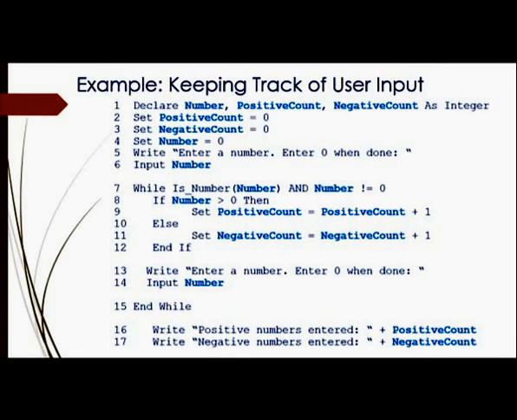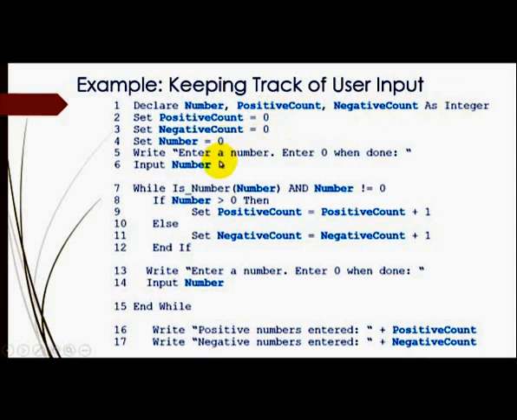The scenario for the pseudocode that we have up here is the user will enter a number. We're going to validate that number, and then we're going to determine whether it's a positive or negative number, and we're going to count up the positive numbers a user entered and the negative numbers a user entered. So we can see here that we're going to declare number, positive count, negative count. They're all integers. We're going to initialize all of them to 0.